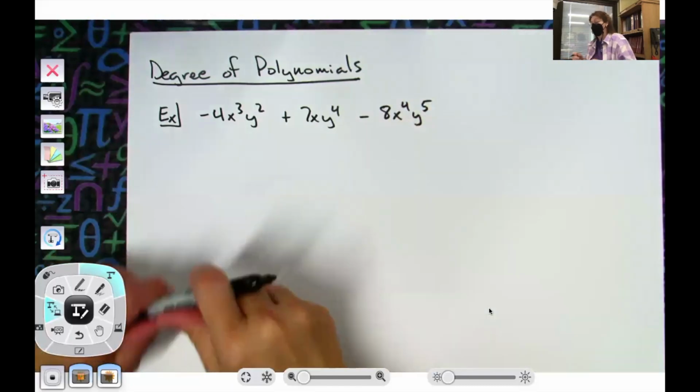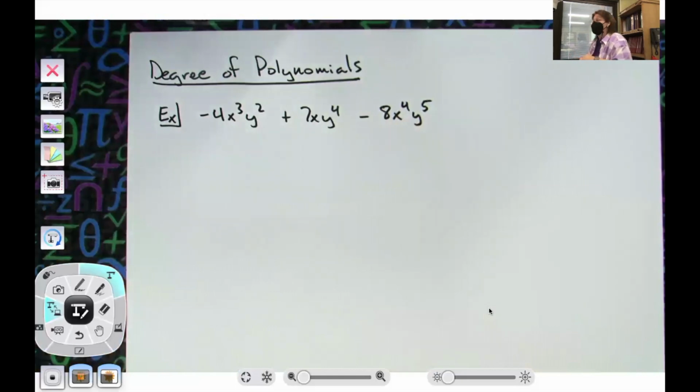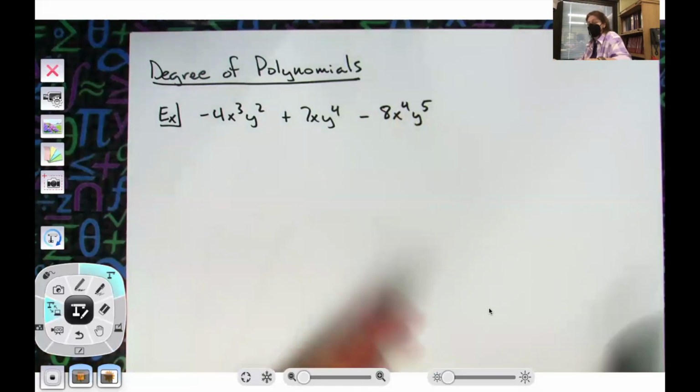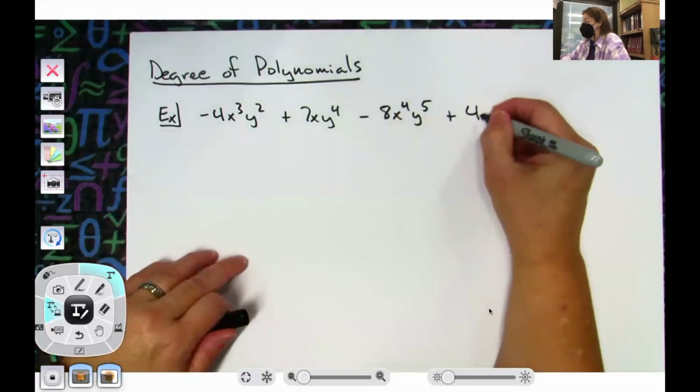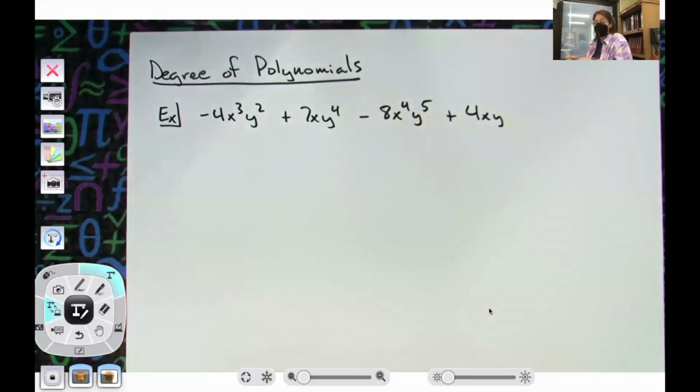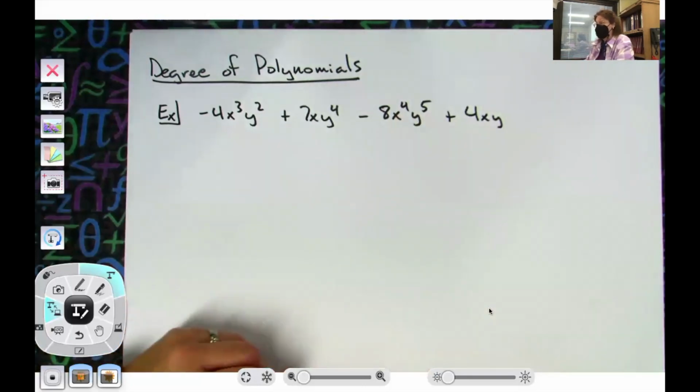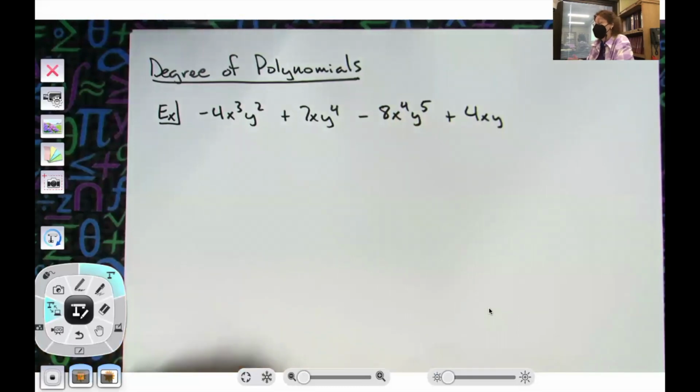Let's do that. Okay, it's still a polynomial because I've got more than 2 terms. Well, trinomial specifically, but 3 terms. Let's put another one on there so we can actually say polynomial. 4xy. There we go. All right, now, this is not necessarily in standard form. We're not going to get overly worried about standard form because I just randomly made up 4 terms here.